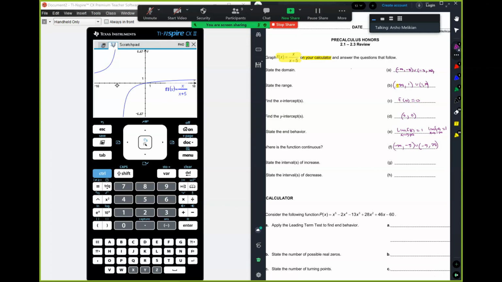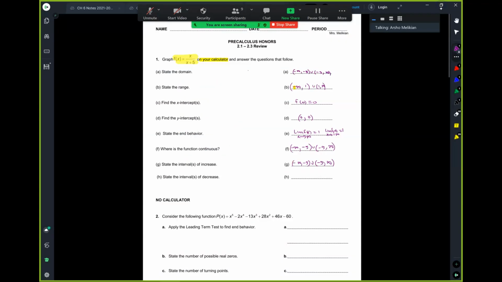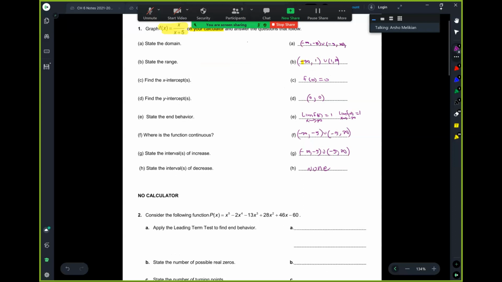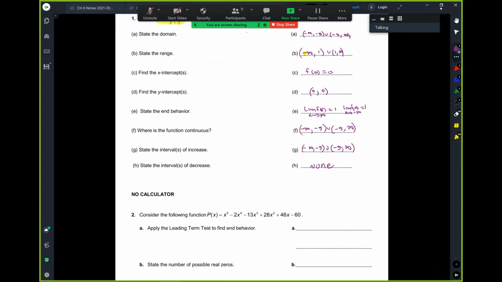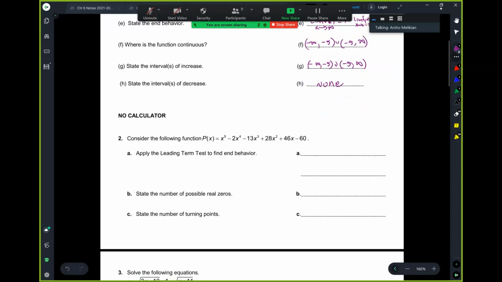Okay, increase, decrease. It's increasing, right? Remember, we read from left to right. It's increasing from -infinity to -5. But then after that, it's increasing again. And where is it decreasing? Never. Okay? Questions on that?